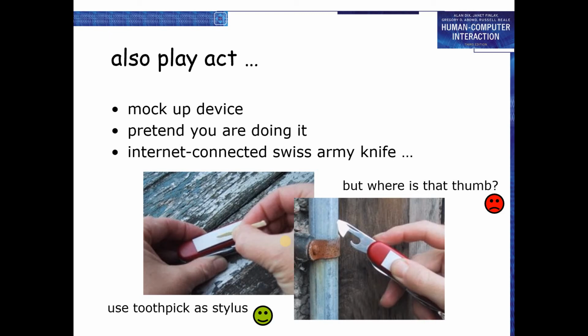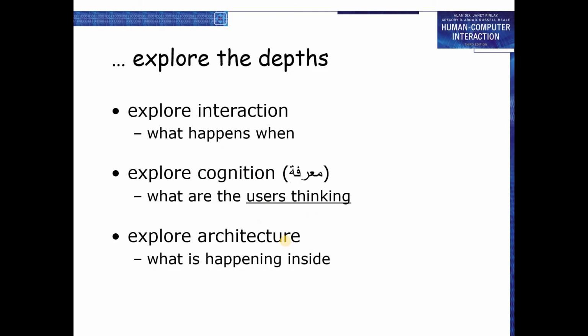So this is one idea of the scenarios. Scenarios help us to explore the depth. It can help us a lot about a lot of things. It can help us to explore the interaction. For example, when a person presses the start button in the washing machine, when the person presses the on button of the washing machine, it can help us to explore the interaction.